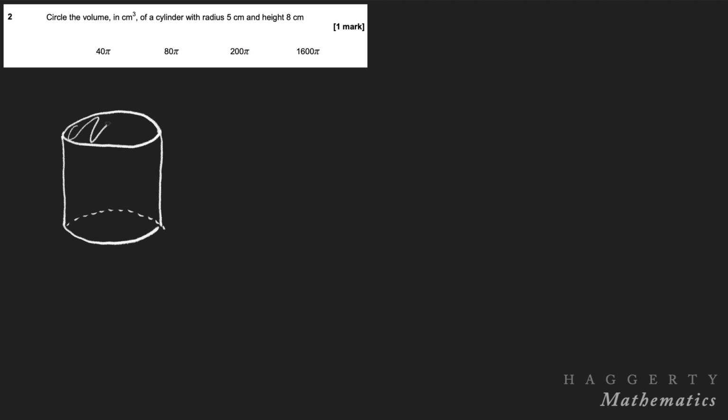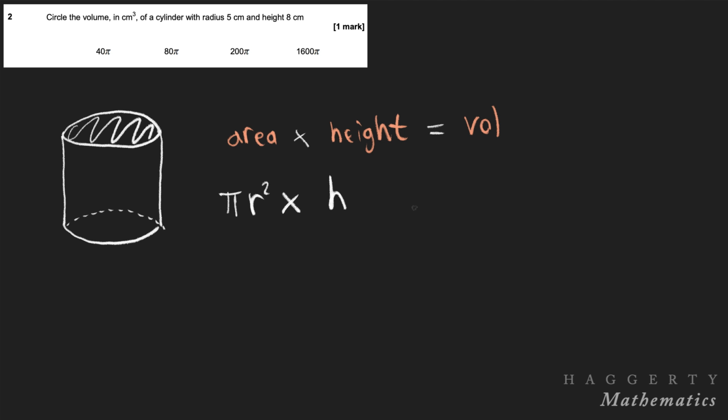How do you find the volume of a prism? Well, you take the cross-sectional area and you multiply it by the height or the depth of that prism. So for a cylinder, the cross-sectional area is just a circle, and the area of a circle is pi times the radius squared. So if we take pi times the radius squared and then multiply it by the height, what we're going to achieve is the volume of a cylinder.